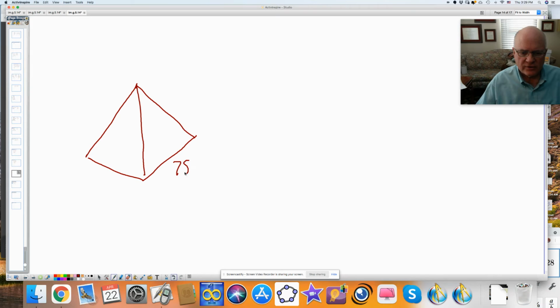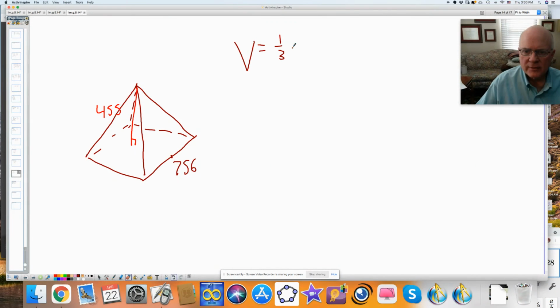this is 756. I want this number, 756, for the volume of a pyramid. I draw a dotted line so you can see it. I'm going to draw this height in red. Height is 455. So the volume is equal to 1/3 times the area of the base, which is 756 times 756, oh boy, times the height, which is 455. This is in feet, I think.